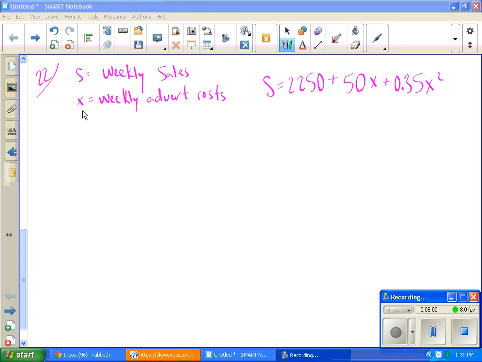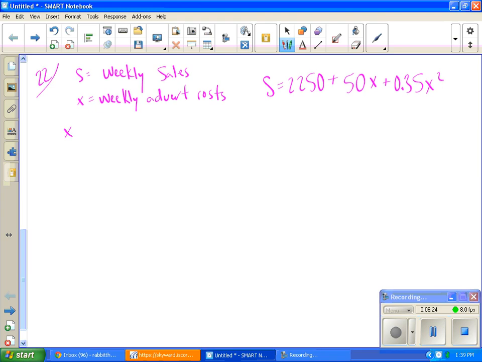So here it tells us for 22, a retail sporting goods store estimates that weekly sales S, so S is our weekly sales, and weekly advertising costs are X. They're related by this equation. It says the current weekly advertising costs are $1,500. So what equals $1,500 right now? The advertising cost, which is my X, right? So I know X is $1,500.